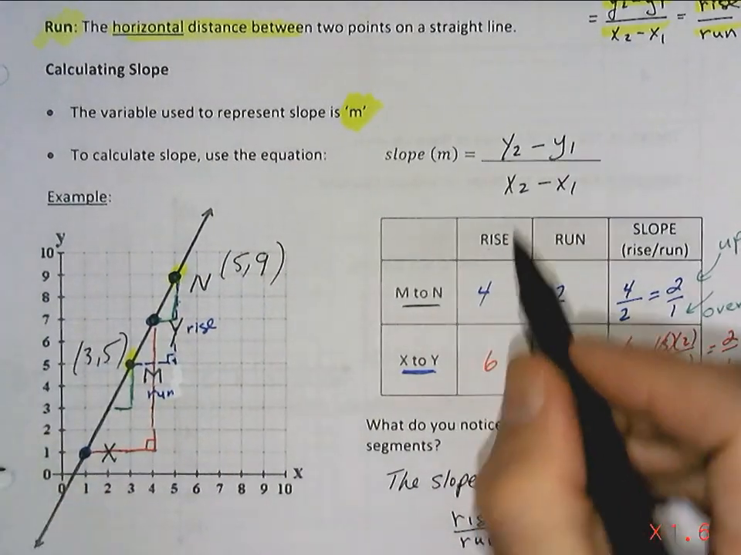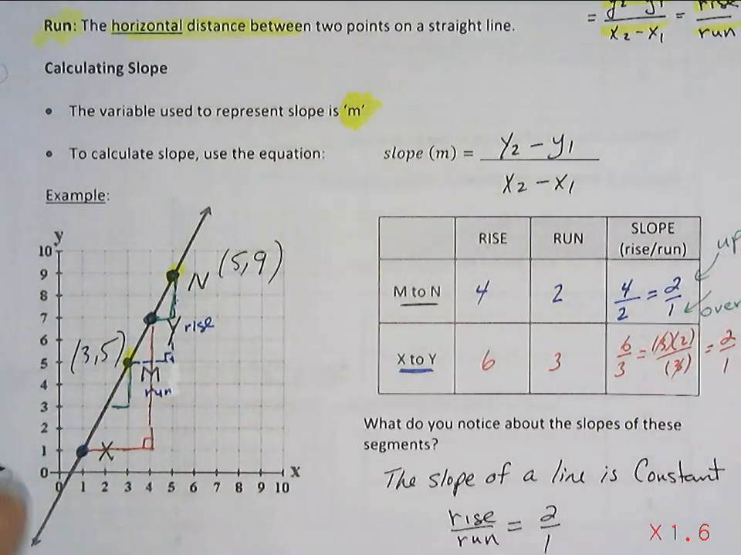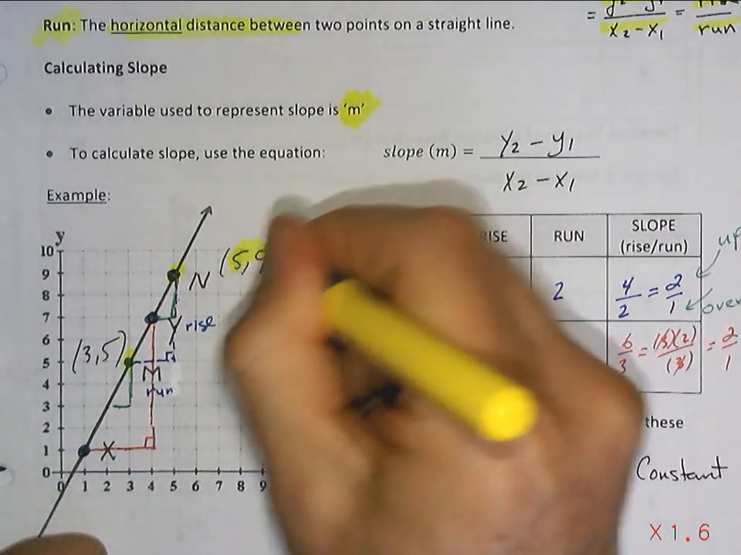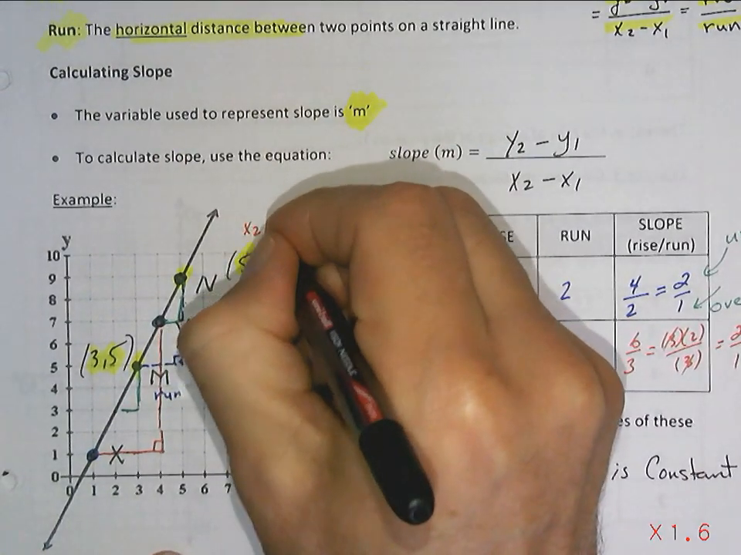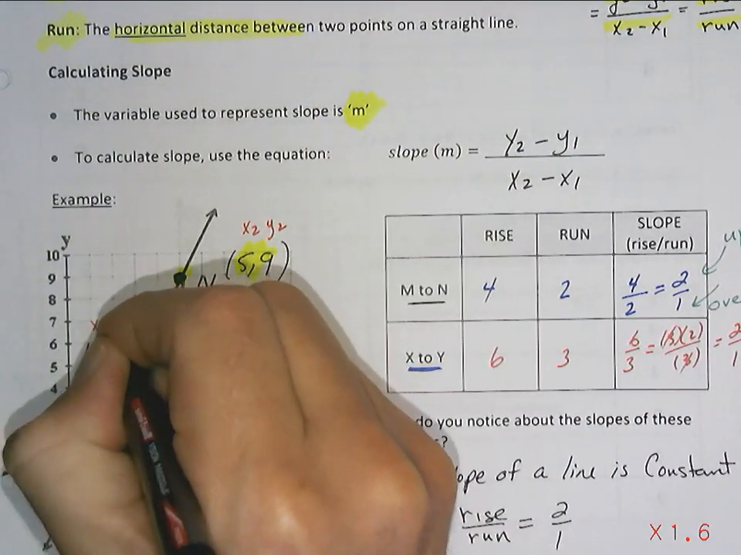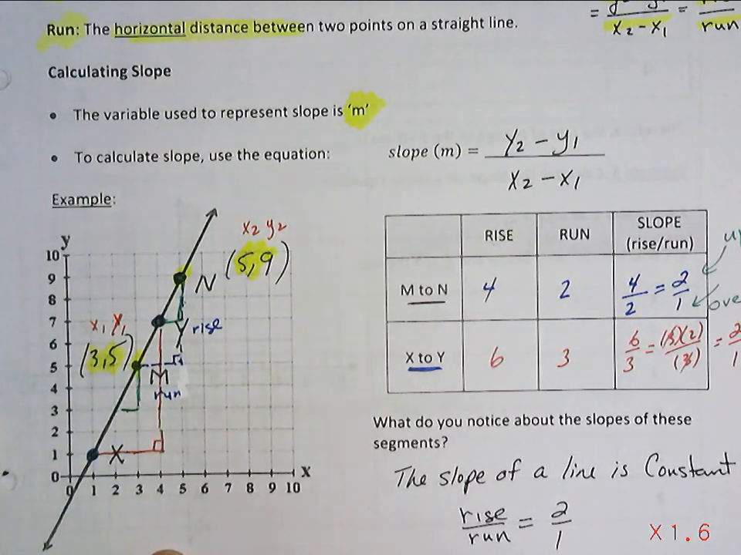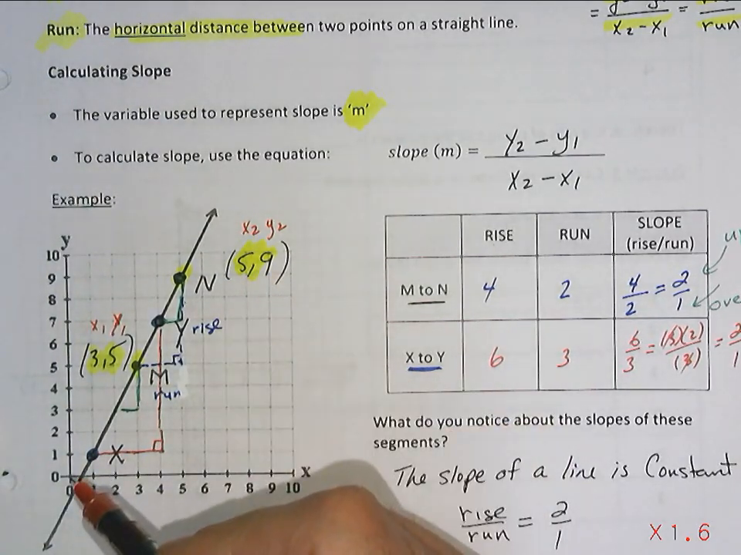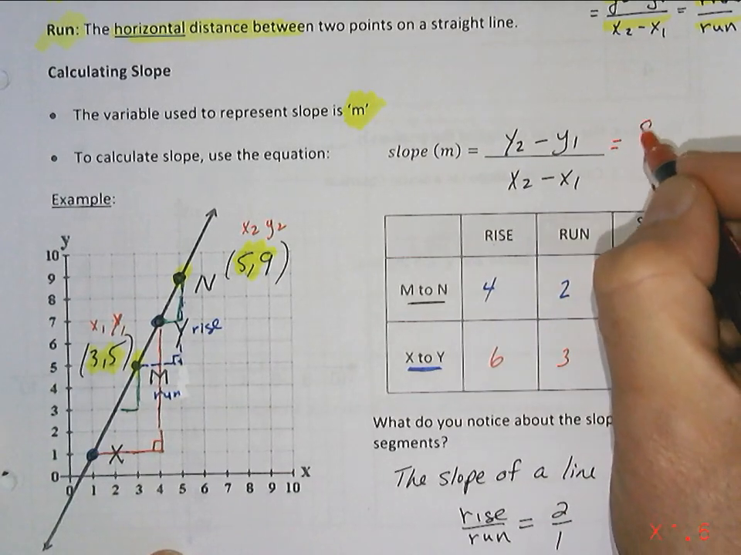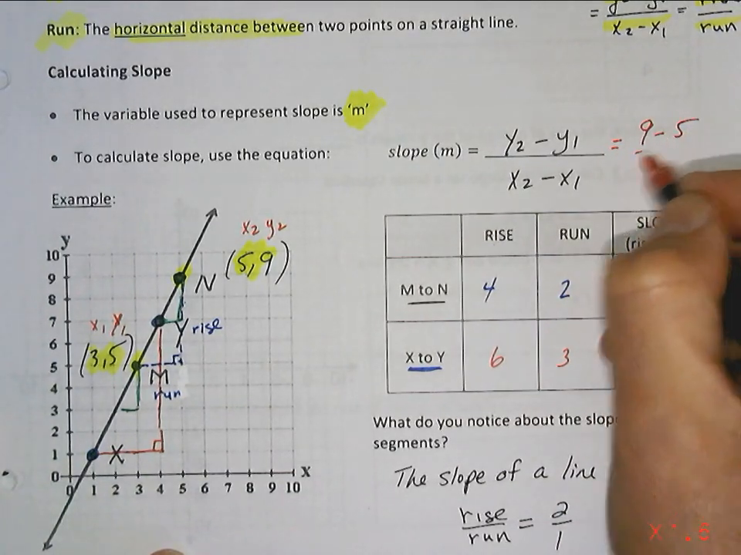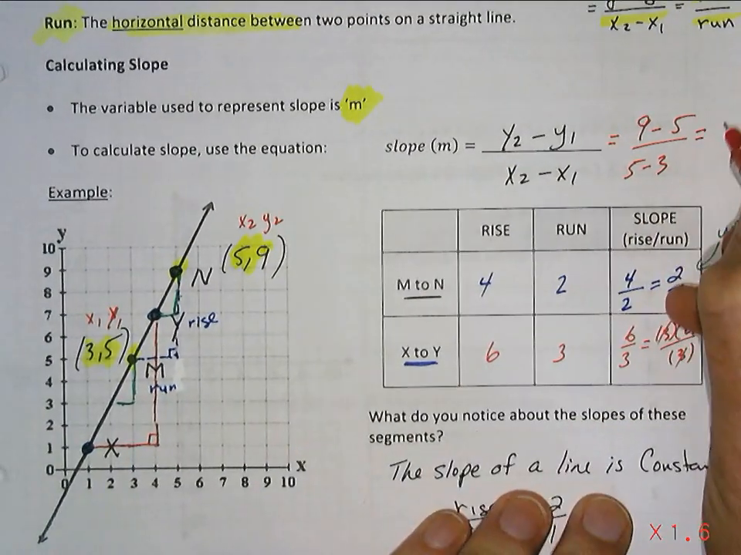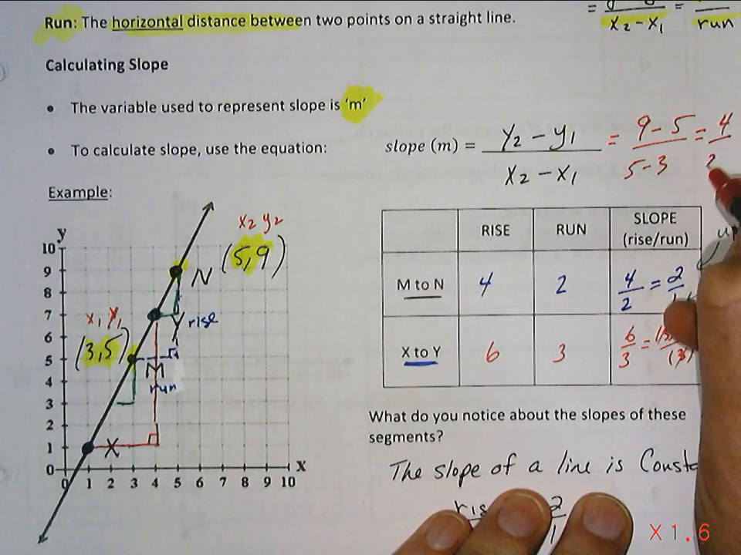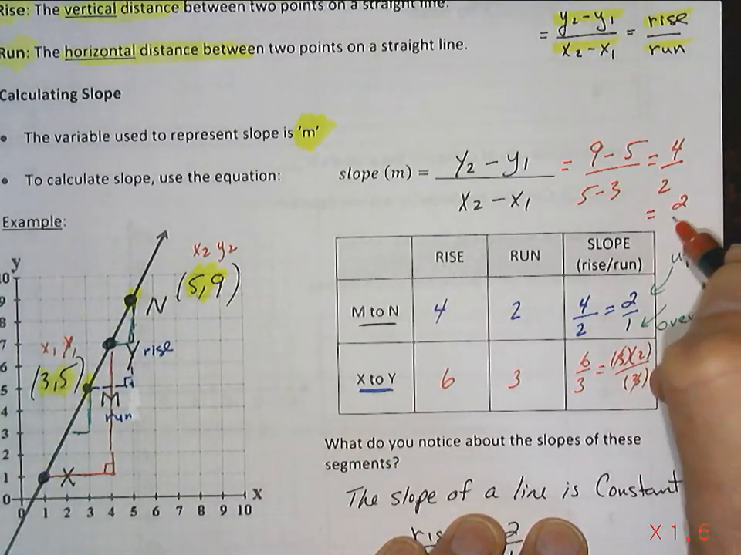Okay, so if I want to calculate the slope between n and m, then I'm going to pick one of them to be my first point, my other one to be my second point. That's up to you. I'm going to make this x2 and this y2. I'm going to make this x1 and I'm going to make this y1. Does that make sense? This is my second point. This is my first point. So the formula would look like this. 9 minus 5 over 5 minus 3, which is 4 over 2, which is 2 over 1.